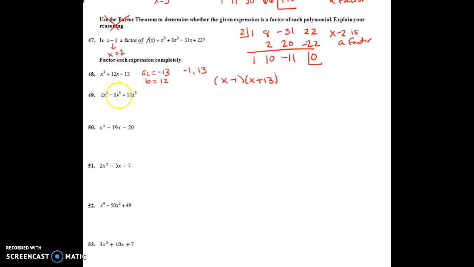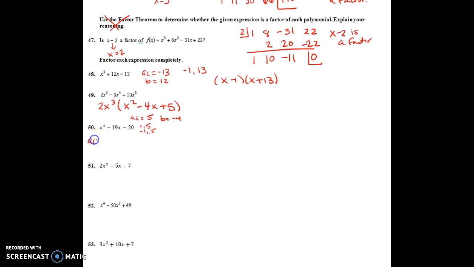Here we notice they all have a 2 in common and an x cubed. So we're first doing our GCF. Then we do our AC method for this, things that multiply to 5 but add to negative 4: 1 and 5, negative 1 and 5. None of those things work, so that's my final answer for 49.